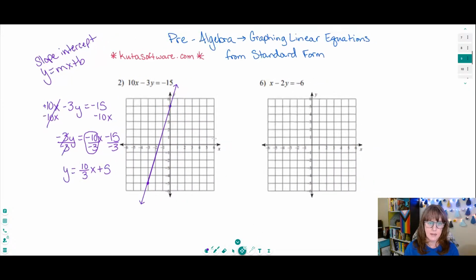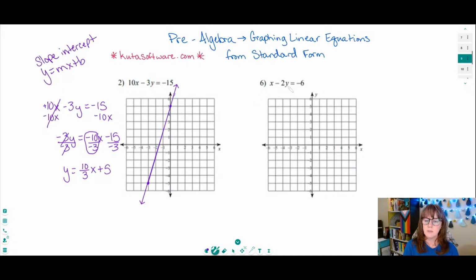Let's take a look at this next one. I chose this next one because I wanted to show you don't always have to convert your standard form into slope-intercept form. With this first problem that we did on this page, I did want to convert it into slope-intercept form because I could tell that -15 wasn't evenly divisible by both 3 and 10. So that's why I chose to change it into slope-intercept form.